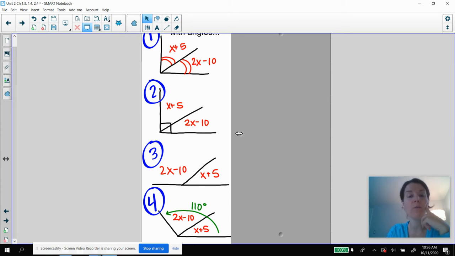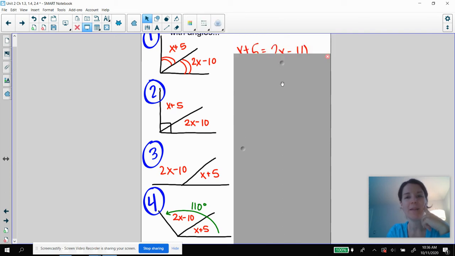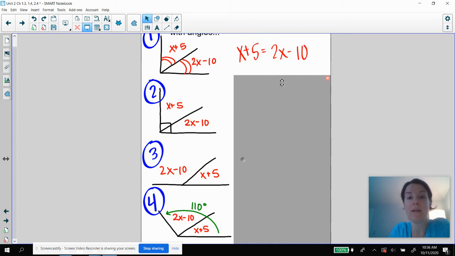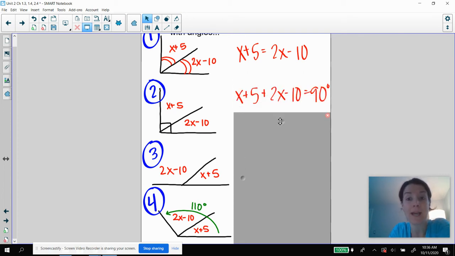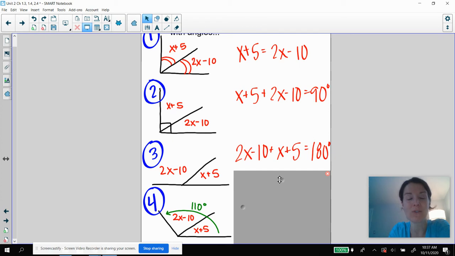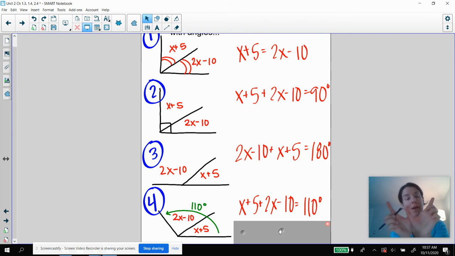All right, let's look at the first one. Hopefully you set up your equation so you knew that these guys were going to be equal to each other. So easy peasy, x plus 5 equals 2x minus 10. The second one, this is compost, right? So I know that they are going to add up to 90, and then you solve for x. The third one, this is subpost. So I see a straight line, I know that they add up to 180. And then the last one, this is the angle addition postulate, right? 2 smaller angles adding up to a larger one. So this is a lot of information, and you're able to know a lot from this. So let's try this next one.